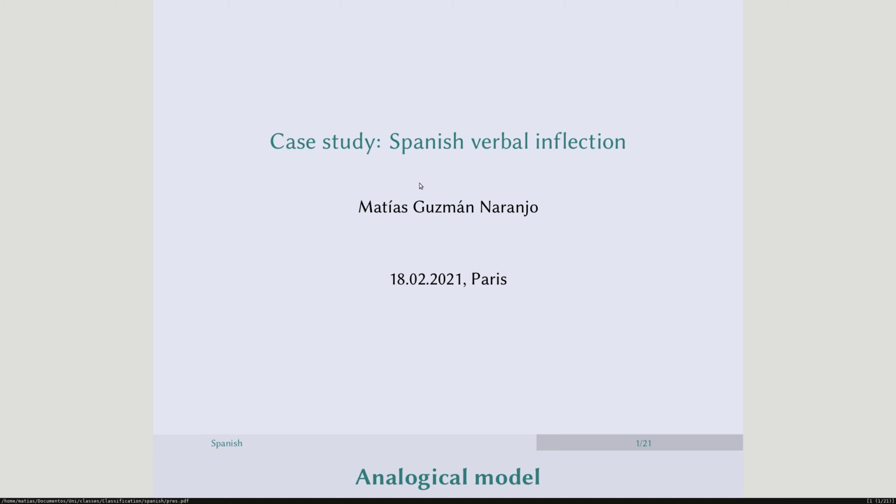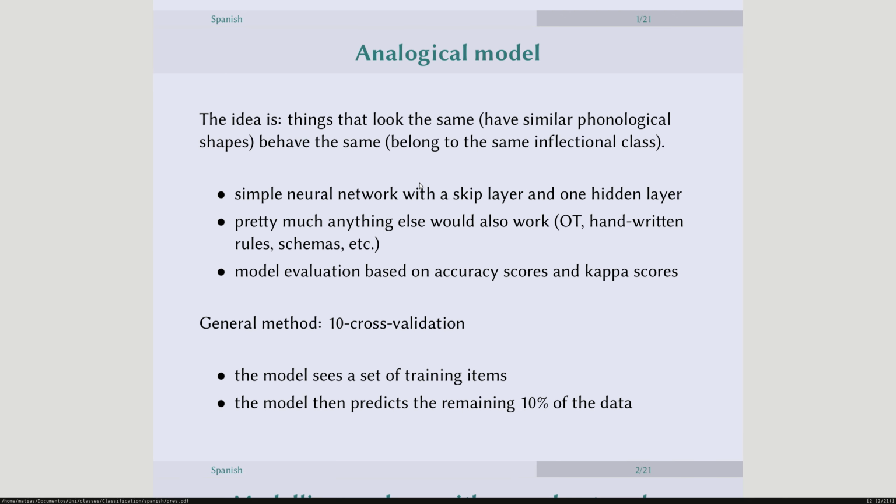Hi again. So this is going to be one of the small case studies I'm going to talk about. This is Spanish verbal inflection. This is work I did for my dissertation 5 years ago, I think. So it's not the most up-to-date thing ever, but it's still interesting, because it shows you a simple case study for a type of approach to analogical classification, which I think works quite well.